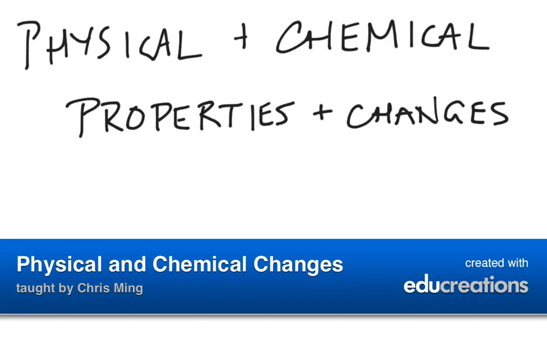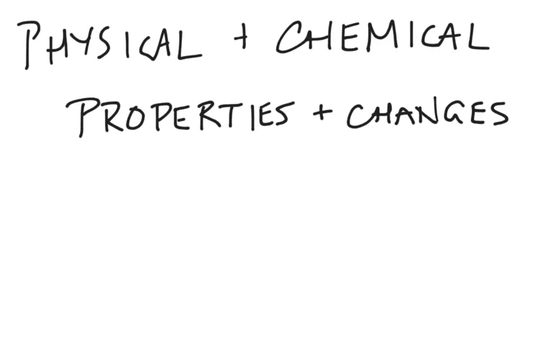So we move on now to a discussion about how we describe matter. Now we can describe matter in a couple different ways. We can describe what it is now, and we can also describe it as what it's going to become later. The two ways we do that are with properties and changes: a physical property, a chemical property, a physical change, and a chemical change.